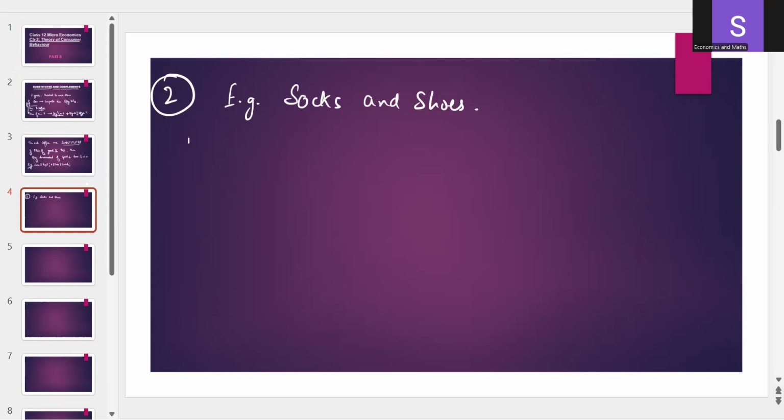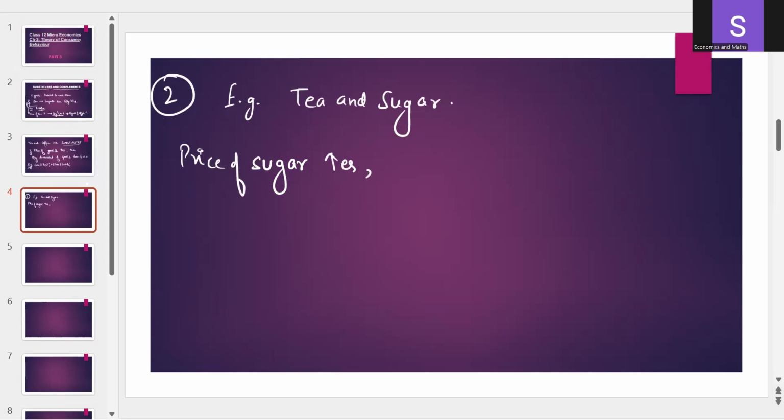So, what do you think if the price... I would take another example, which is more connected. You can say we have tea and sugar. Okay, so let's say if the price of sugar increases, right? So what would happen?